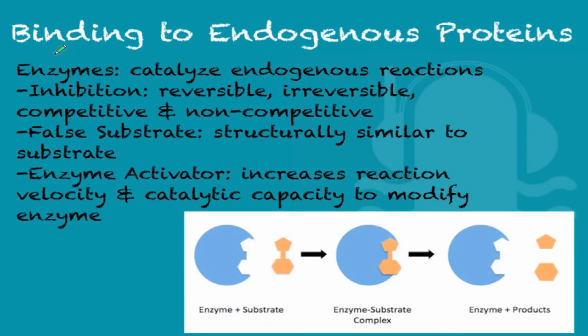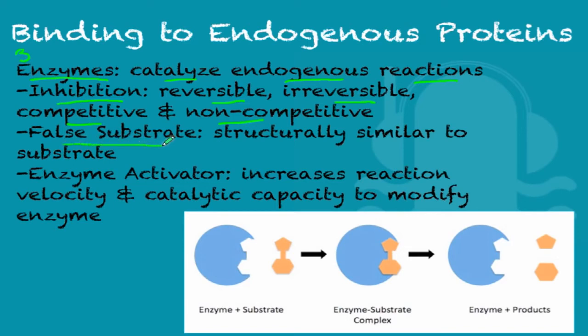The third subtype that drugs use to bind to proteins are enzymes. These catalyze the endogenous reactions. There are several types of effect that drugs have on enzymes. For example, inhibition, which is reversible, irreversible, competitive, and non-competitive. I'm going to go into more detail on these subtypes in another lecture.